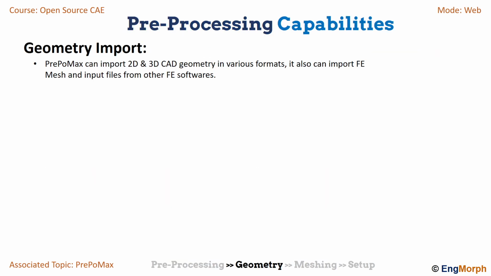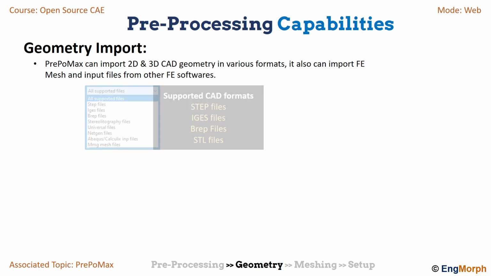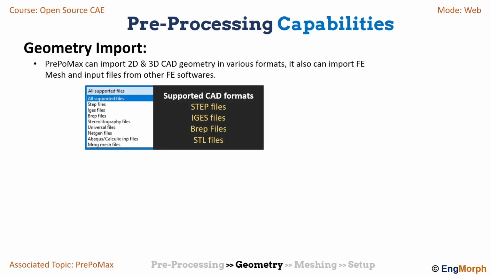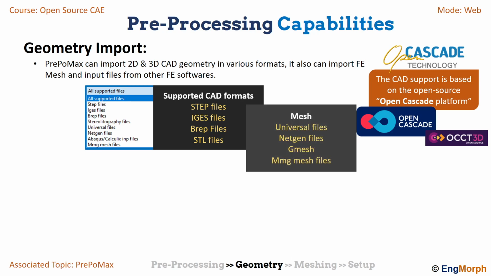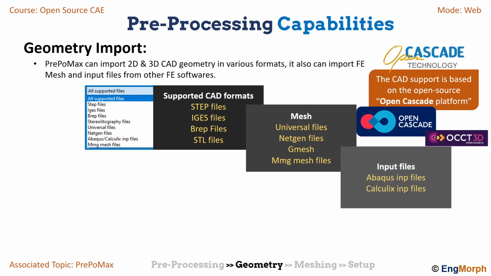PrePoMax can import 2D and 3D geometry, FE mesh, and also input files from other FE software. The supported CAD formats are STEP, IGS, BREP, and STL. The CAD support for PrePoMax is based on the open source Open Cascade platform. The FE mesh can be imported from Universal, NetGen, Gmsh, and MMG mesh files. PrePoMax can import the input files from Abaqus and CalculiX also.